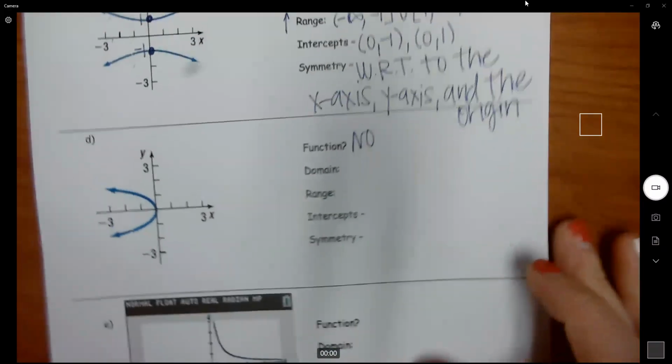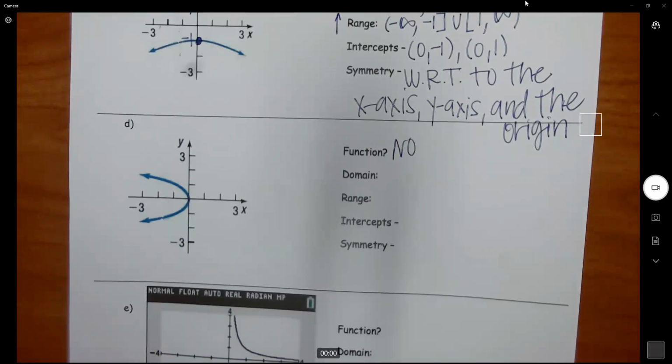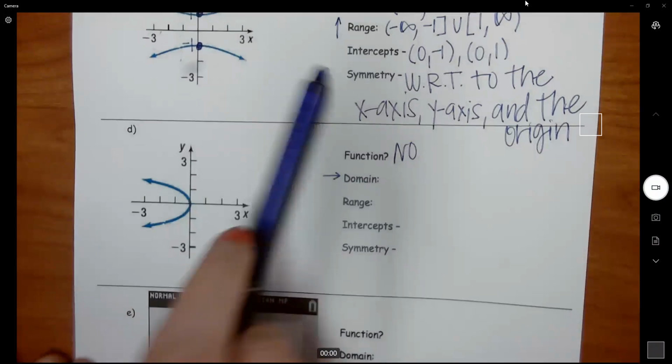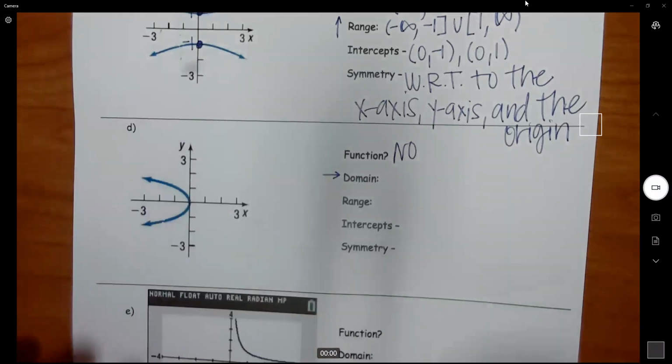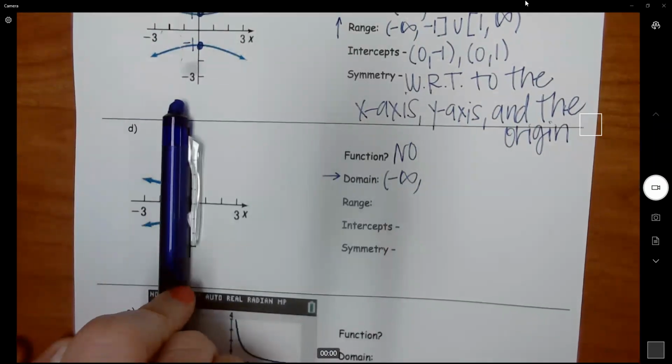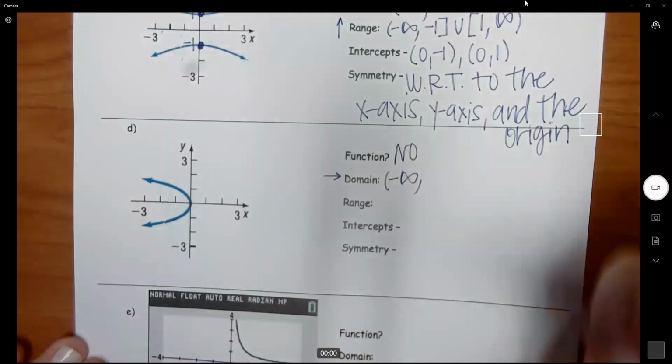Okay, so this is not a function. So then domain, we're going to go left to right. When I go left to right, the first thing I hit are arrows. So negative infinity. And then the highest number it touches is right here at 0.